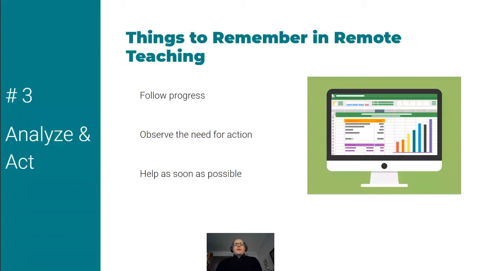Number three in our list is analyze and act. And again, this is really important in remote learning. Because when you're in school with your students, it's easy to see where everyone is going. At least it's easier to see. And for students, it's easy to ask for assistance if they don't know something. It's easy to ask questions if they're lost somewhere. And it's easy for you to see if someone is struggling with some topic or anything like that.